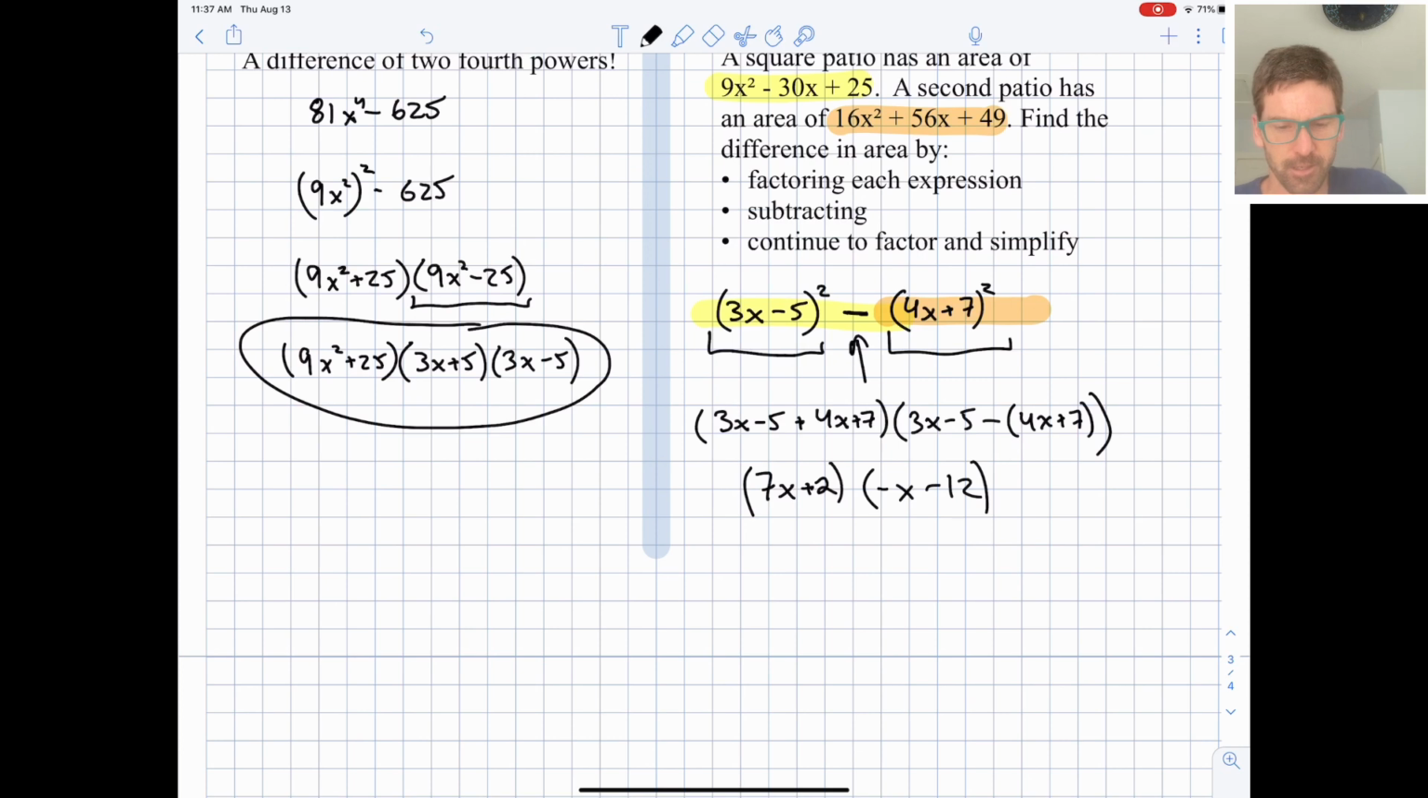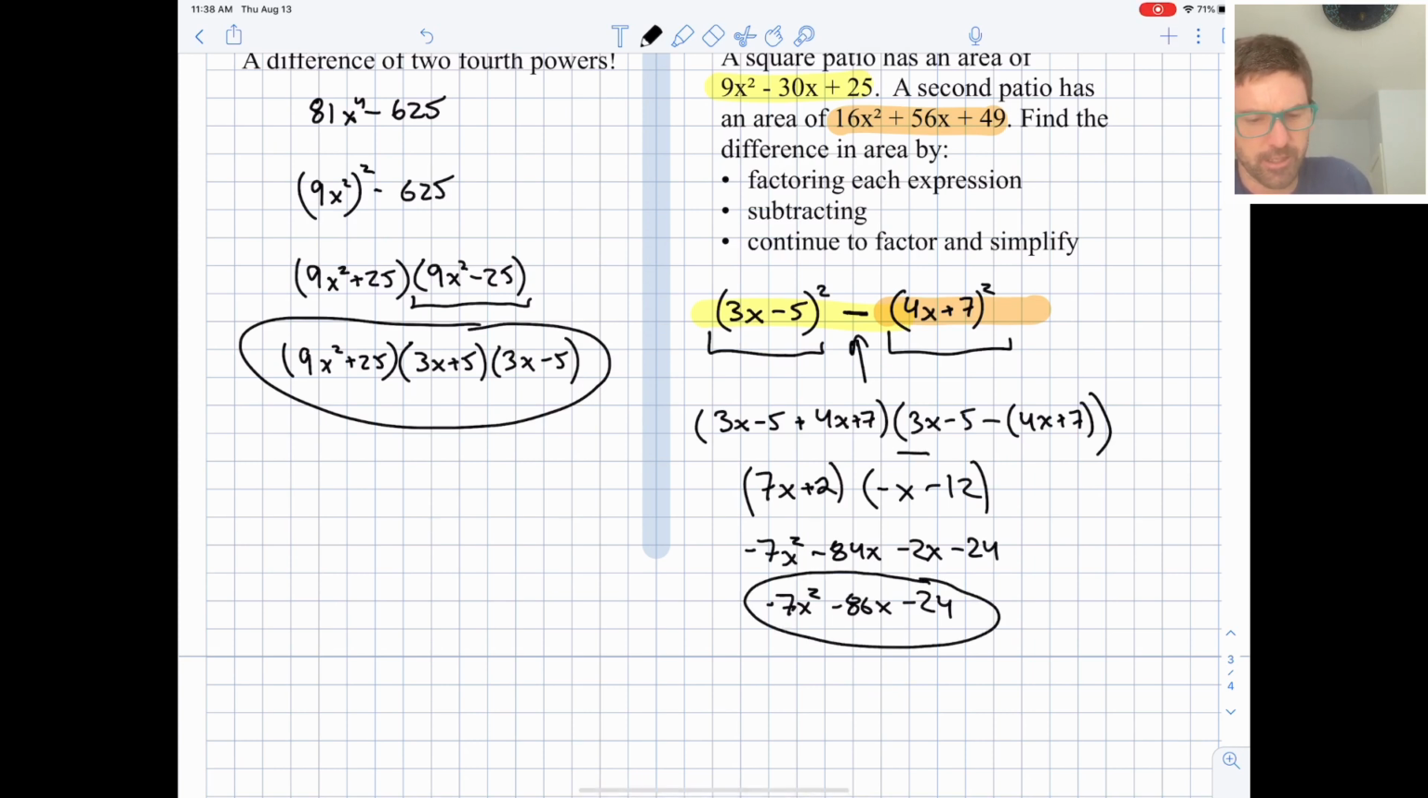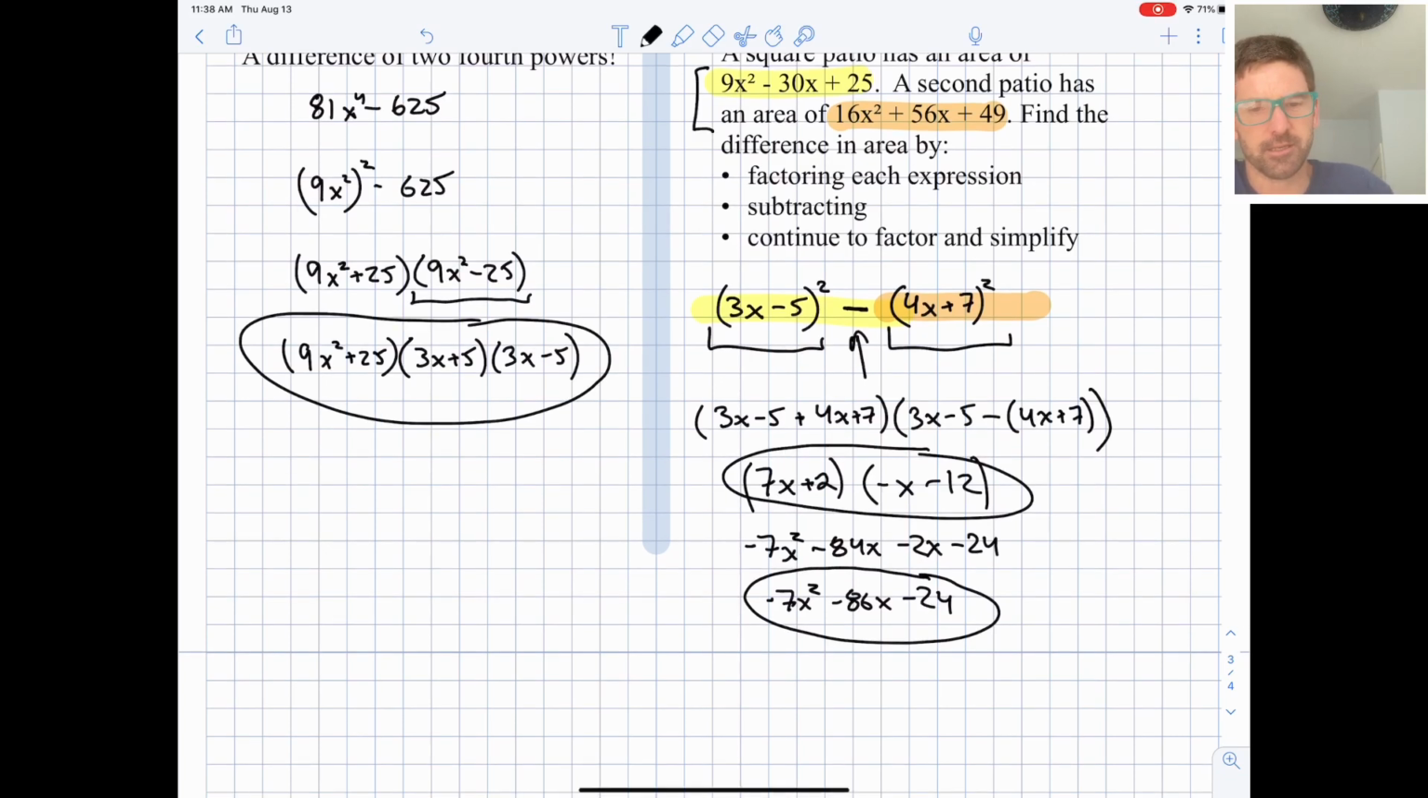I'm curious. So the first 2 terms are minus 7x squared. The outer 2 terms, 12 times 7, 84. So we have a minus 84x. Inner 2 terms are minus 2x and minus 24. So minus 7x squared minus 86x minus 24. So I think both of these are legit answers. So here is the quadratic trinomial, and here is the factored form of that. And hopefully you can see we could have gotten the quadratic trinomial just by subtracting these guys up here, okay? 16x squared subtracted away from 9x squared, that's what gives us the minus 7x squared down below.